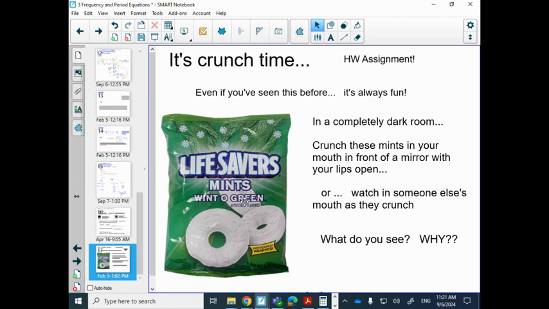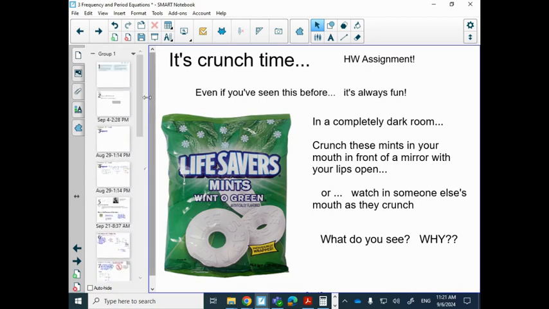But if you ever grab some lifesavers, they have them at restaurants sometimes, go into a completely dark room in front of a mirror, let your eyes get dark adapted, crunch, crunch, crunch, and you'll see flashes of light, which is the same kind of thing. So pretty cool. Anyway, so there's your vibration stuff.